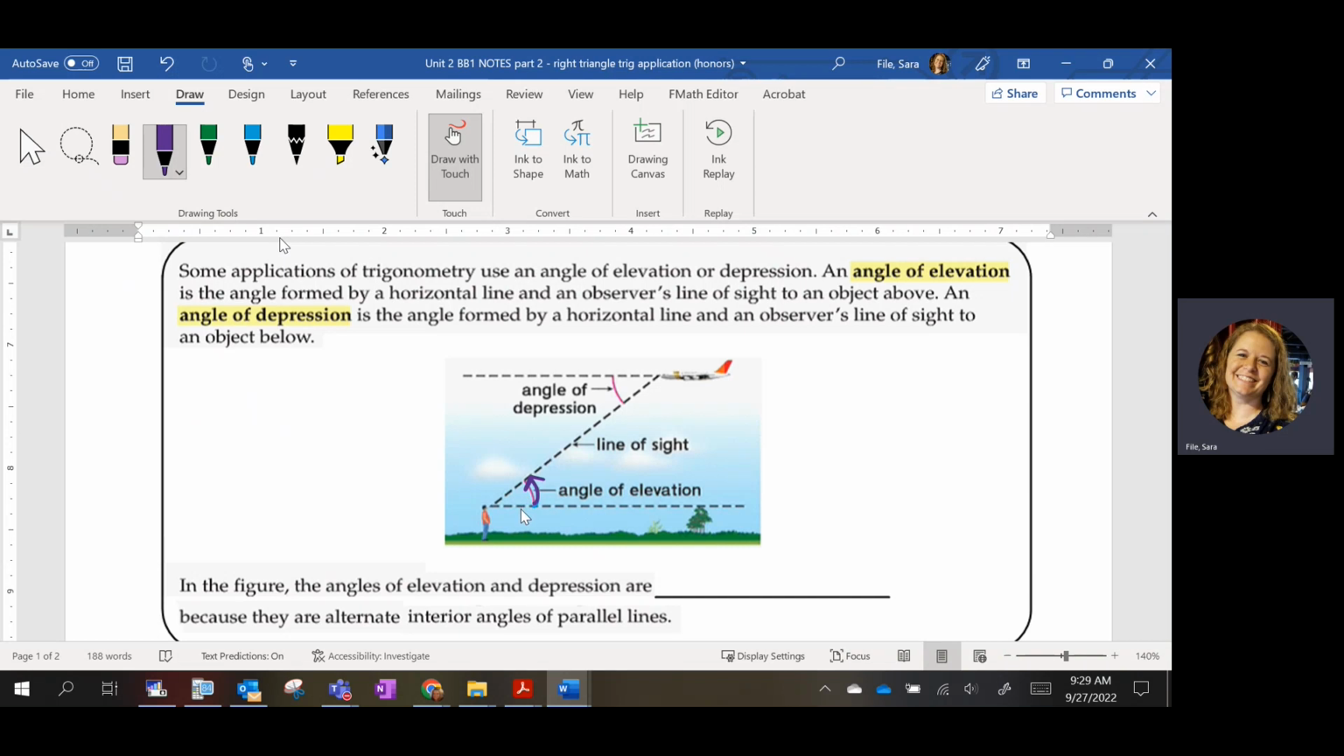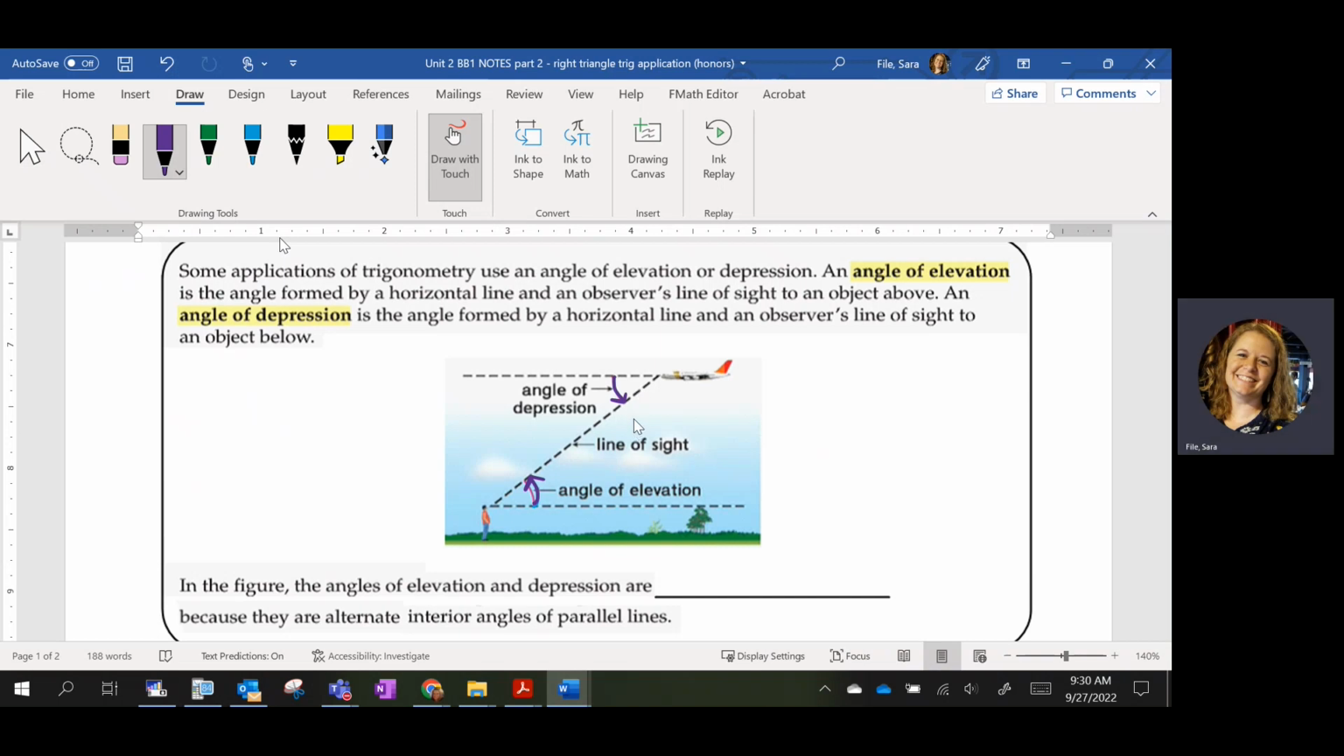Does that make sense? Now the pilot in the plane, if he's looking down at the ground, from his horizontal line of where he's flying, he looks down, that is the angle of depression. So elevate is looking up, depression is looking down. Elevate, rise; depress, down.